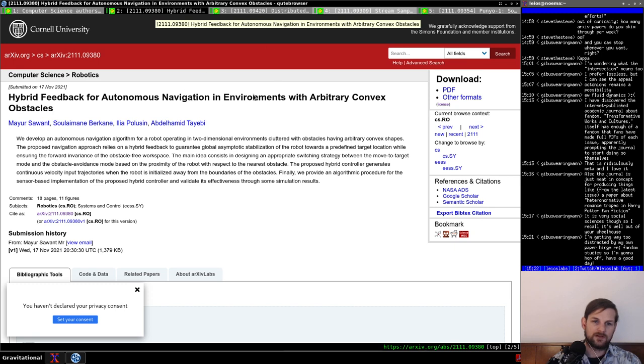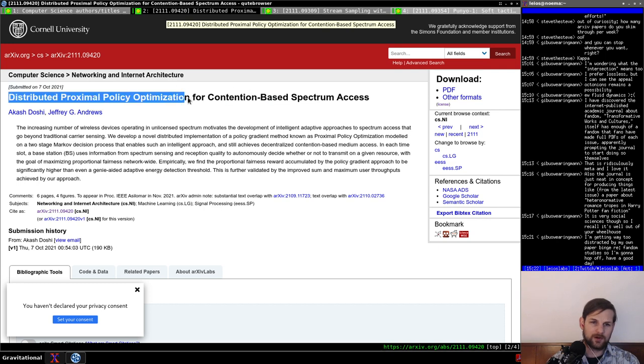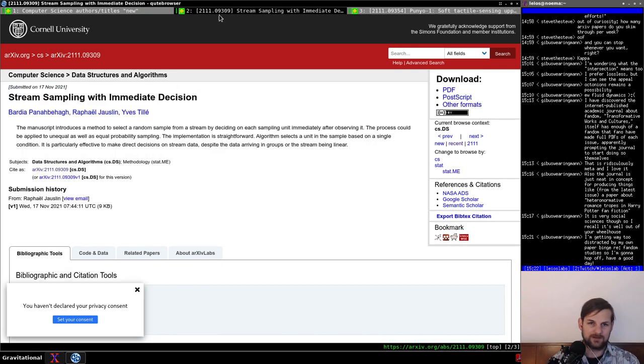Hybrid feedback for autonomous navigation in environments with arbitrary convex obstacles. Again, this is one of those things, like, it's probably a PID system. I thought it was quite interesting as we stopped by. Distributed proximal policy optimization for contention-based spectrum access. The distributed proximal policy optimization is what I was interested in there.